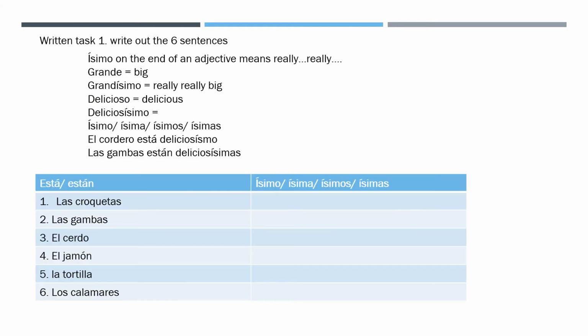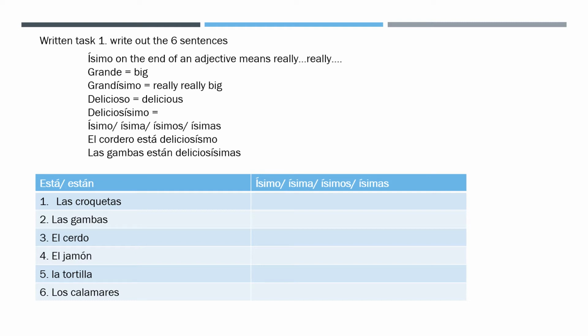Okay, so this slide shows you how to use this little ending, this suffix. A suffix is a group of letters that you put on the end of a word, and this one is ísimo, and it means really, really, and the Spanish stick it on the end of an adjective. So pick it, most adjectives, not all. So pick one. Grande. Grande becomes grandísimo. So instead of it just being big, it's really, really big. Ísimo. Try that. Ísimo.